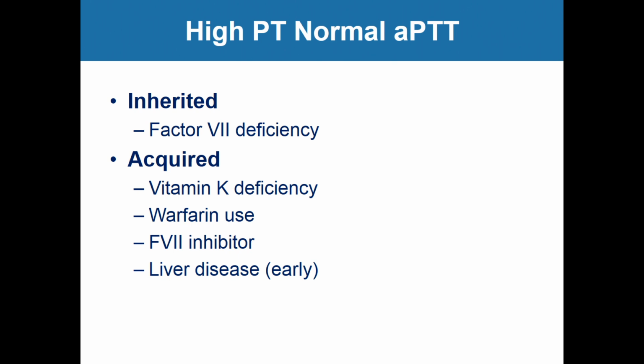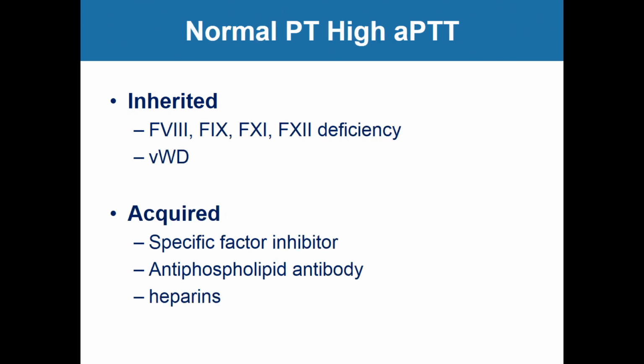For patients who have acquired elevation in the PT but a normal PTT, consider vitamin K deficiency, an early vitamin K deficiency, warfarin use, a factor VII inhibitor, or early liver disease, such as an early shock liver. The PT will elevate long before the PTT in these situations.